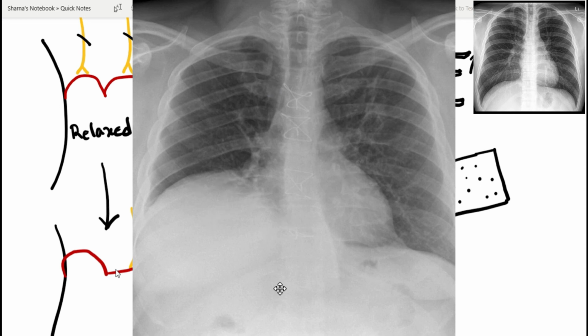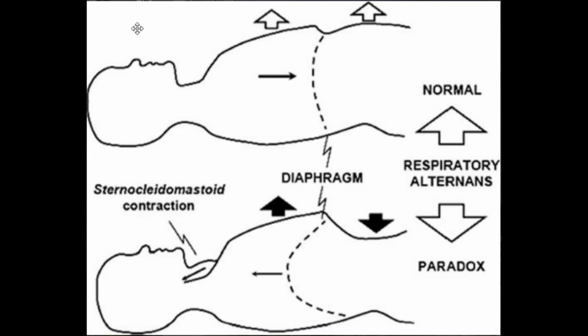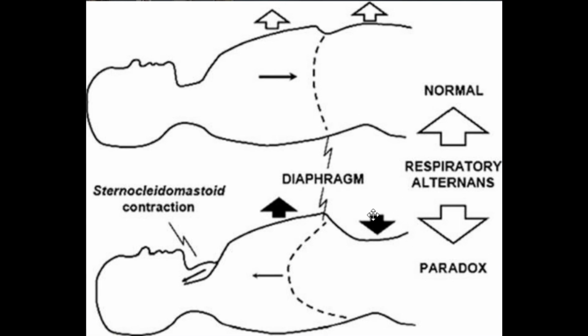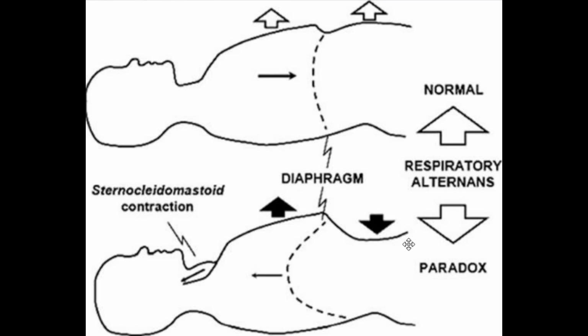Okay, so that's it. Now, what is paradoxical breathing or the abdominal paradox? Normally when you inhale air, let's see this picture. Normally when you inhale the air, your chest and your abdominal wall, both of them, will expand. But in case of paradoxical breathing, see the abdominal portion here, it is coming inside instead of having a normal outward movement.